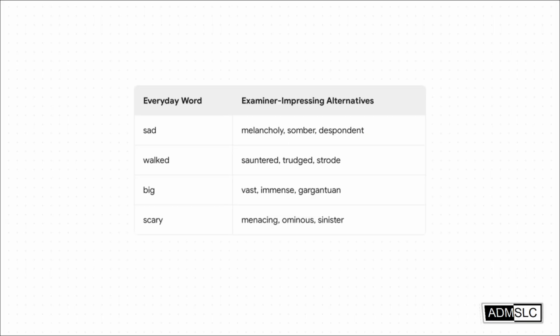This table nails it. Think about it. A character doesn't just walk. I mean, did they saunter? Did they trudge like they were exhausted? Did they amble along? Or did they stride with purpose? Every single one of those words paints a totally different picture in the reader's head. That is what the examiners want to see.